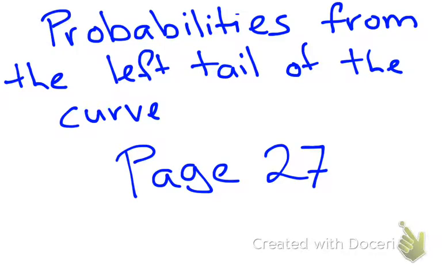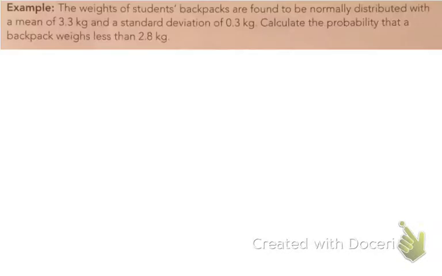We're on page 27, looking at our normal distributions, and we're looking at the probabilities from the left tail of the curve. So that's our area below the mean, and it's down the very bottom left-hand side of the curve. So in our example we've got our backpacks, with a mean of 3.3, standard deviation of 0.3, and we want to find the probability that a backpack weighs less than 2.8 kg.